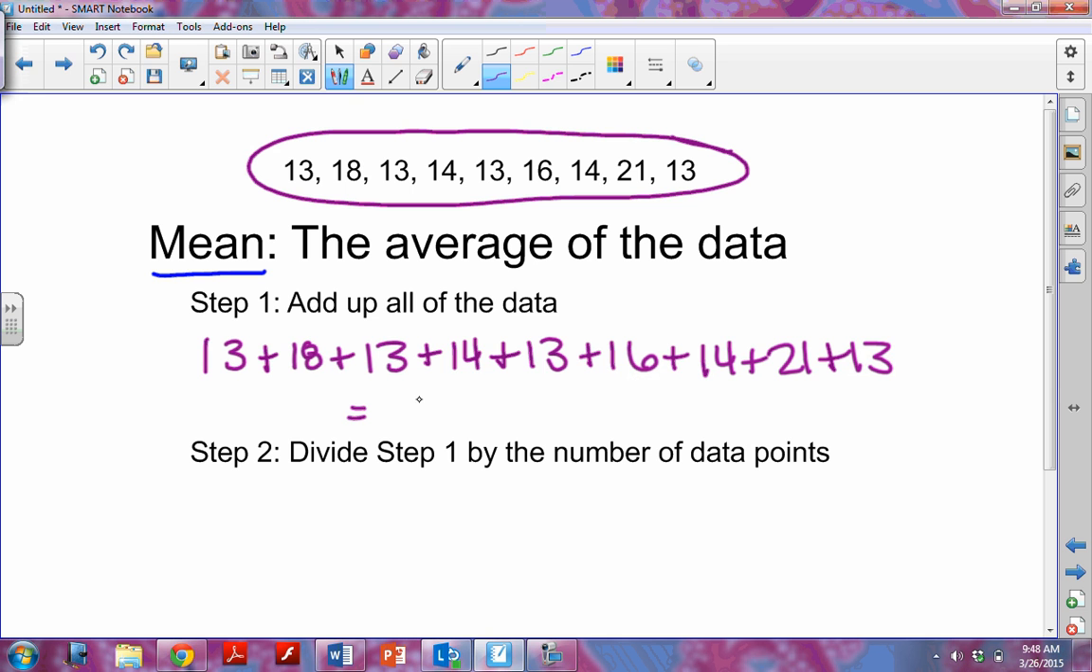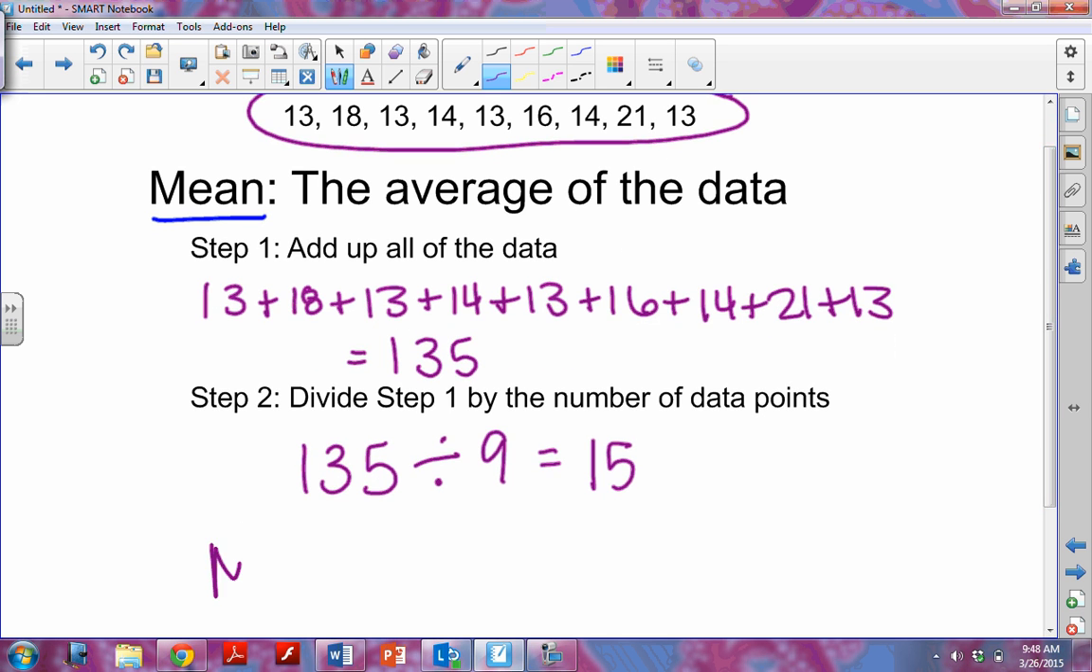So when I add up all of my numbers, I get that they all equal 135. But I'm not done. In step two, I'm going to divide step one by the number of data points. So in step one, I got 135, and I'm going to divide it by how many numbers I have. I've got 1, 2, 3, 4, 5, 6, 7, 8, 9. I'm going to take 135 and divide it by 9. And so my answer is going to be 15. So my mean, or as it's also known, the average, is 15.